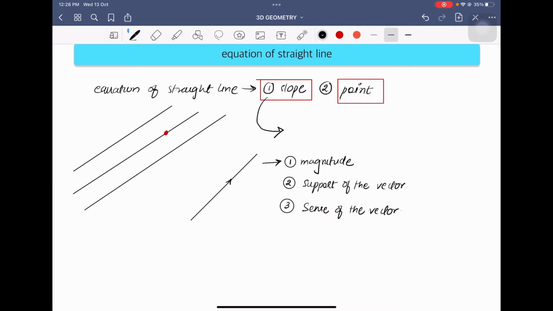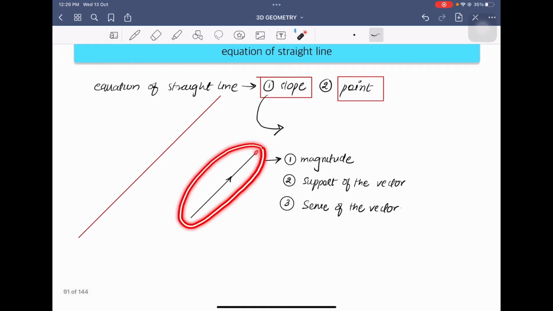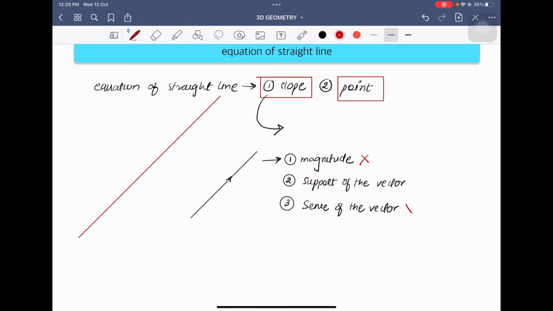So when we are talking about a line in 3D space, let's assume that this is the line we are talking about. This line will contain a kind of slope in 3D, right? This slope related thing will be given by any parallel vector to this. That is, we will need just the support of the vector. The magnitude of the vector and the sense of the vector will not play any role in finding a parallel vector or kind of slope for the line in 3D.